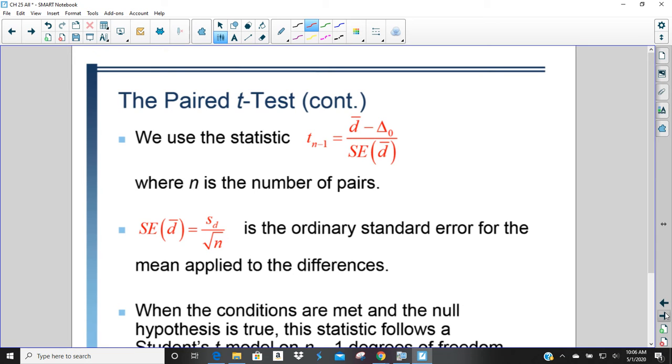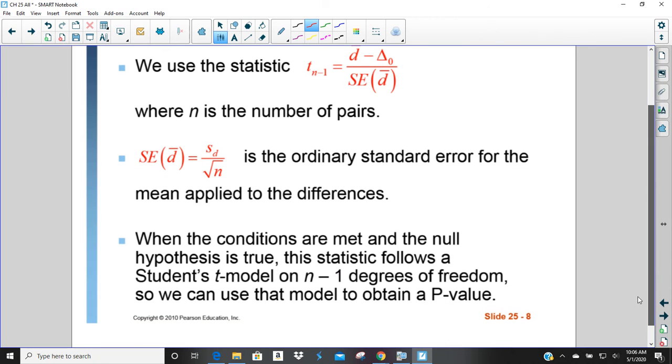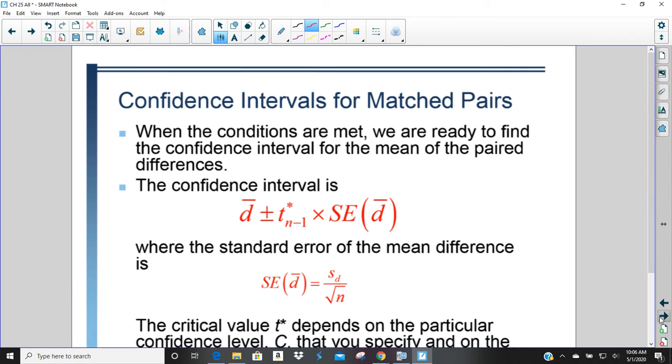This test statistic, the t critical value, would be the mean difference minus the change, which would be 0, over the standard deviation. We're not going to have to calculate this. They're going to give us the data, or tell us the numbers, and we're going to plug it into our calculator. We're going to use that to find the t value, the p value, and the degrees of freedom, which is n minus 1.